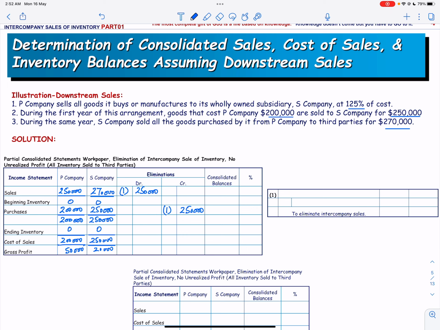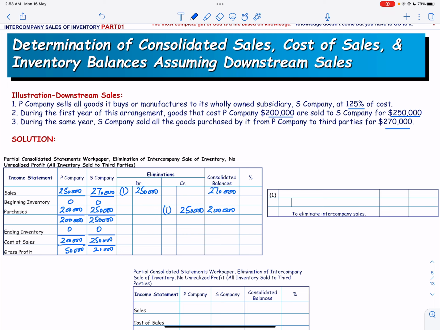No unrealized intercompany profit exists since all goods sold by P company to S company have been resold to third parties. After the elimination of intercompany sales, consolidated sales of 270,000 equals the amount of sales by the affiliated group to third parties, and consolidated purchases of 200,000 equals the cost to the affiliated group of purchasing the goods sold.